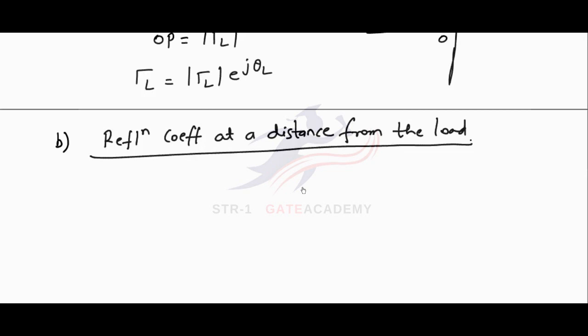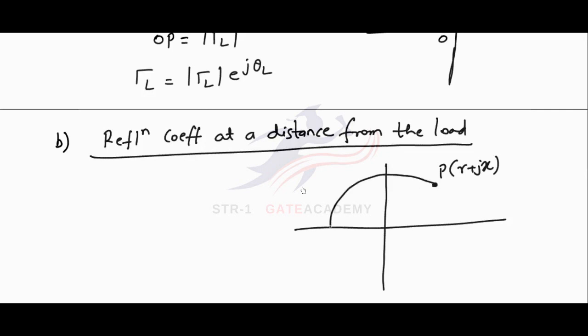Now we have already seen that the movement on the Smith chart is because of the 2 beta L term. So first of all, a load will be given to me, so I'll plot that load. Suppose this is my point P, which is R plus jX. Afterwards we will draw the constant VSWR circle, with this as the radius. This is my mod of tau L. So with this radius I'll draw the constant VSWR circle.